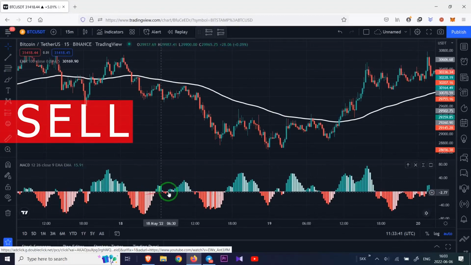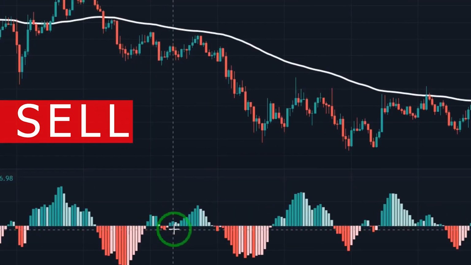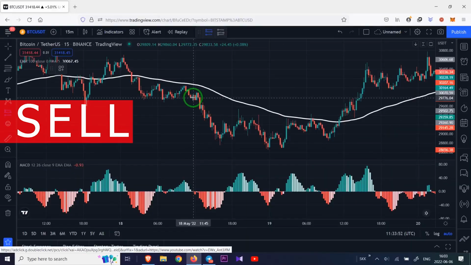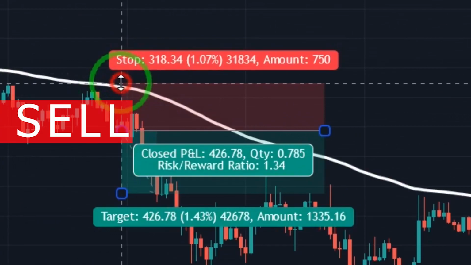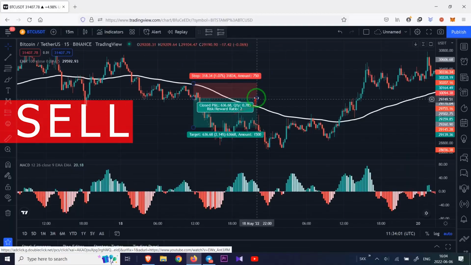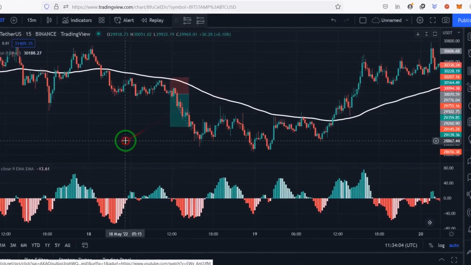For a sell position, you see that there is a downtrend here and the color of the histogram bars has changed from green to red. We open a sell trade. Put the stop loss on top of the previous peak and set the take profit 2 times the stop loss.